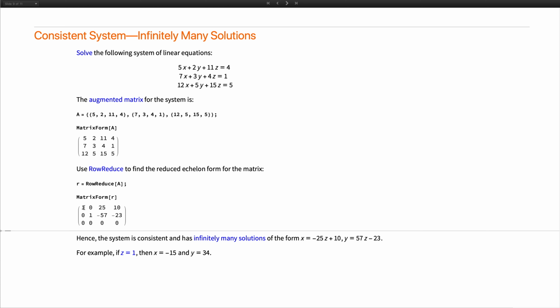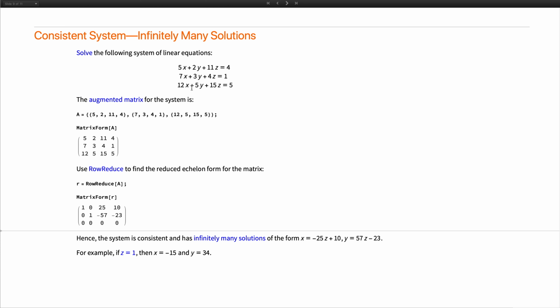Well, this first row here says that x is -25z plus 10 because the z goes across the right hand side, and y is 57z minus 23. So for each value of z, you actually get a value of x and a value of y. So for example, if z is 1, then if you plug back over there, x is -15, and you plug back over there, and y is 34. So in fact, you have infinitely many solutions, each one corresponding to a different value of z.